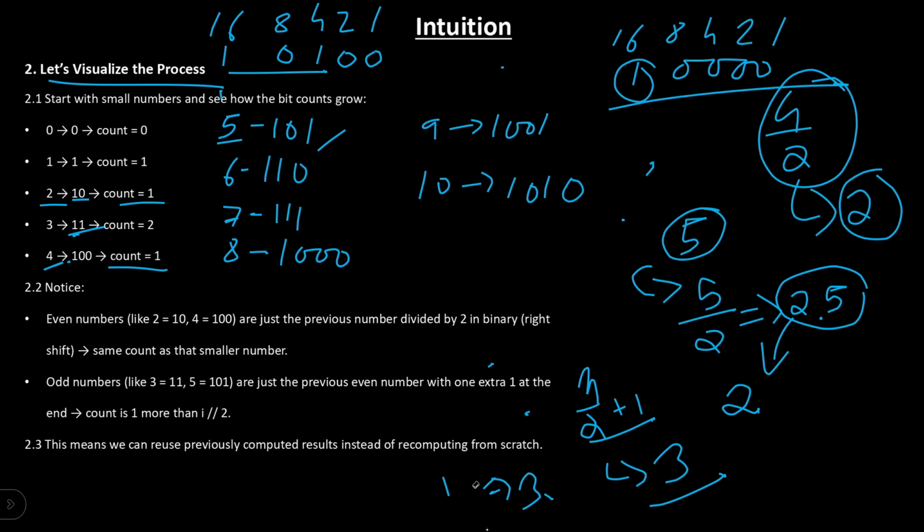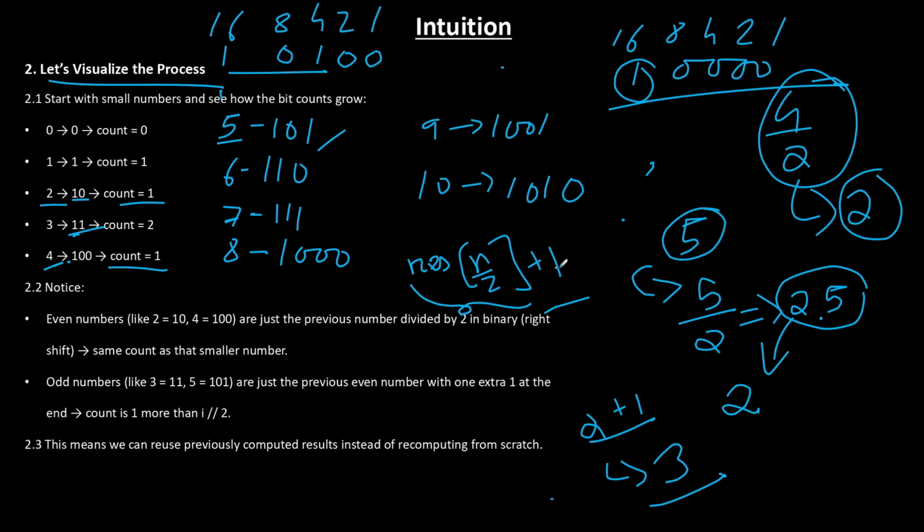So this is how the odd number case works: the result of n by 2 gives the set bit count of n by 2, and in that we just add 1. What we understood from all of this is that we can reuse previously computed results instead of recomputing from scratch.